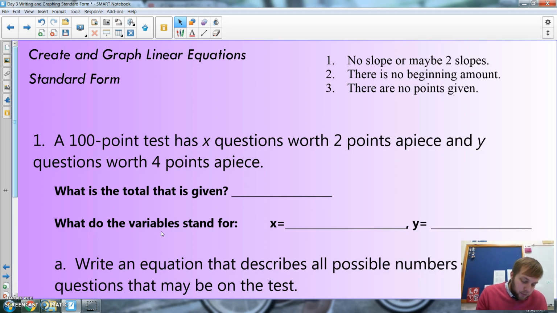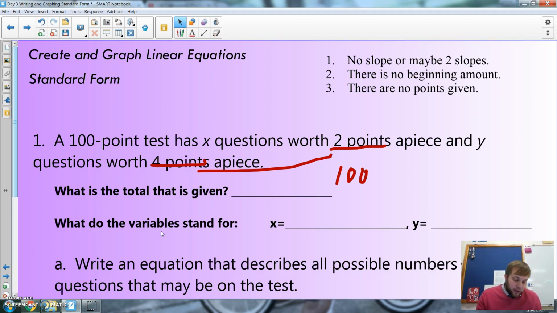First of all, so maybe two slopes. There's no beginning amount. And there are no points given. So first of all, a 100-point test has x questions worth 2 points, and some questions worth 4 points. Now you got to realize that these 2 points and 4 points do have a total, don't they? So what is the total that's given? Well, it's a 100-point test, and so we are going to set something up equals 100. Everything should equal 100.